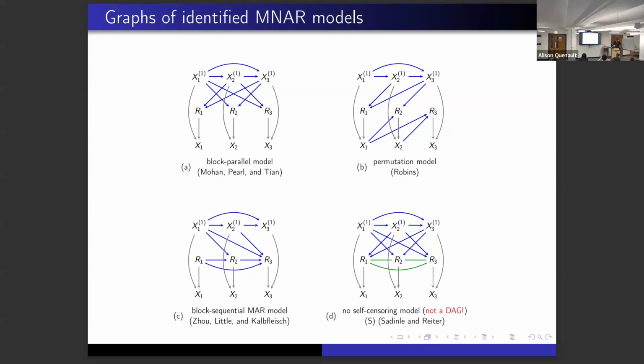Okay. And these are all identified, meaning that the joint distribution of the Xs is a function of the observed data, even though we're MNAR here. So here you're fortuitously MNAR.